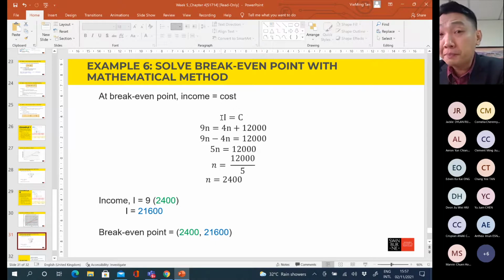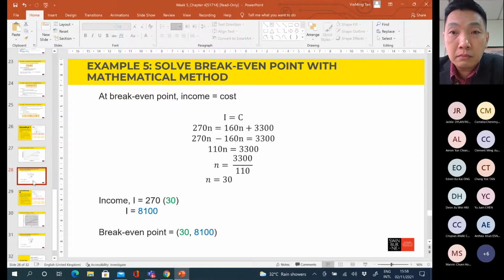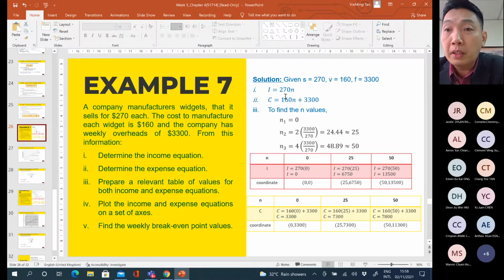Then you can write down the formula. I is equal to cost. We already formed the equation in part 1, right? I is equal to 9n. If you refer to your equation that you formed, is that 9n? I is equal to 270n. Okay, I is equal to 270n. And the C, in part 2 we already formed the equation, 160n plus 3,300.